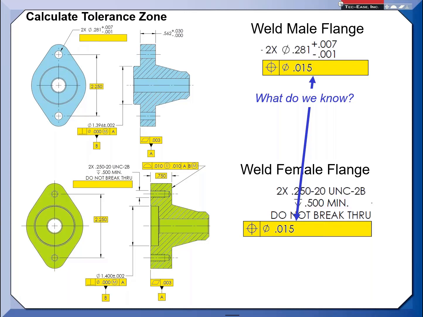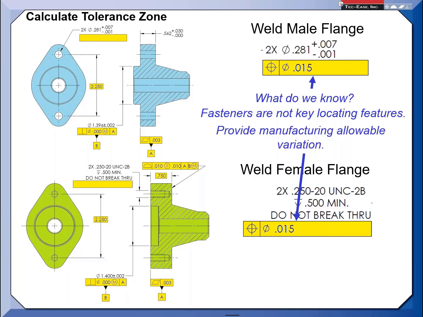So remember though, the fasteners were not key locating features. They're only clamping the flanges together. So determine the required tolerance of mating features to ensure the parts assemble correctly and provide manufacturing the most allowable variation. So the fasteners are not key locators. What are we talking about here? Well, since they're not key locators, then allowing more manufacturing would be to put a circle M here.